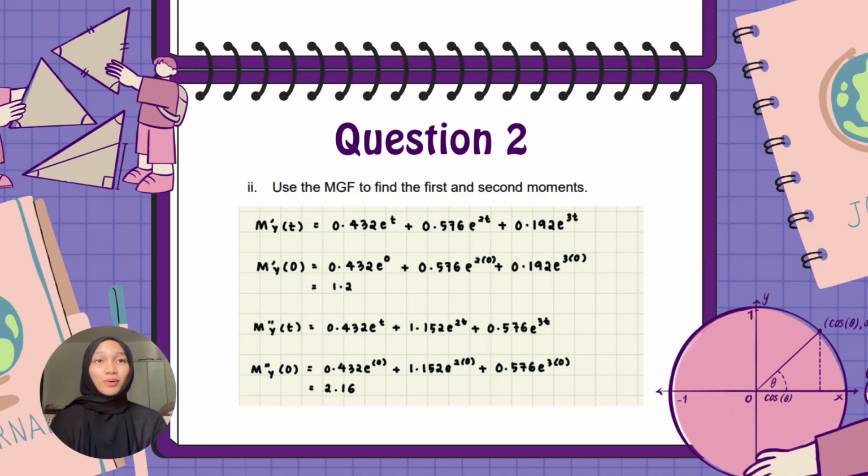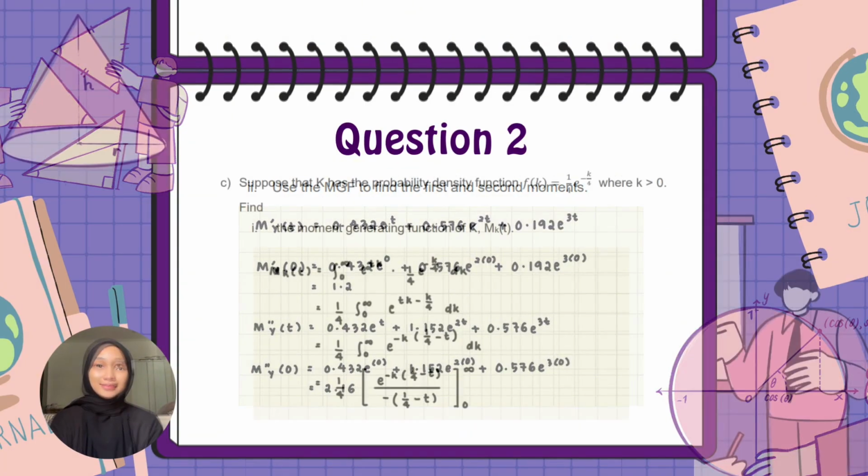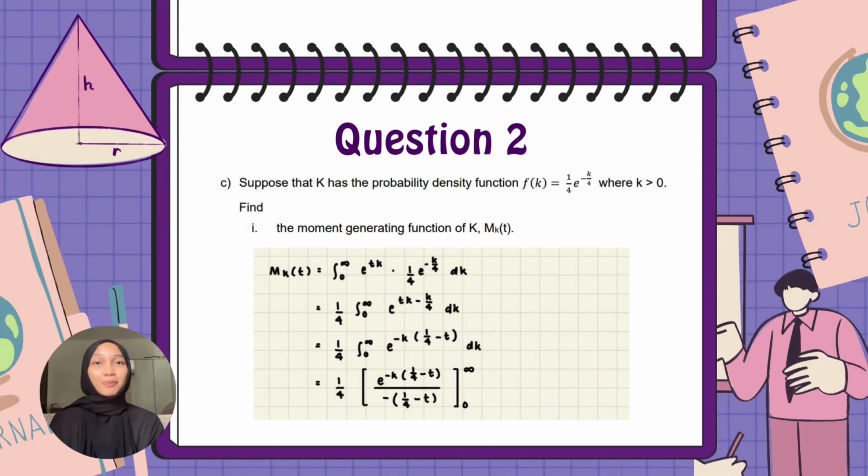And next, for the second moment, we need to find the second derivative of the MGF. So we get 0.432 e^t plus 1.152 e^(2t) plus 0.57 e^(3t). And same as just now, we need to substitute the value of t with 0. So the final answer for the second moment is 2.16.